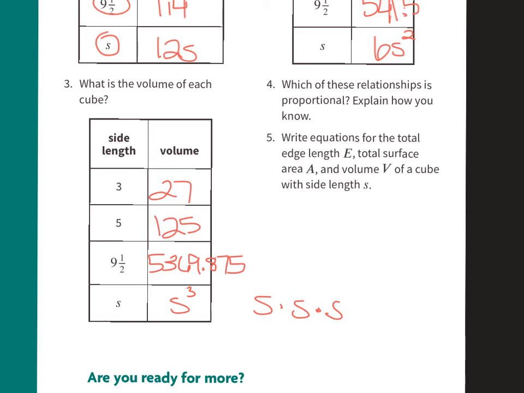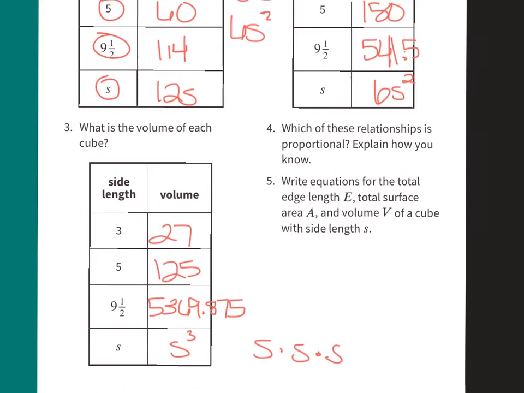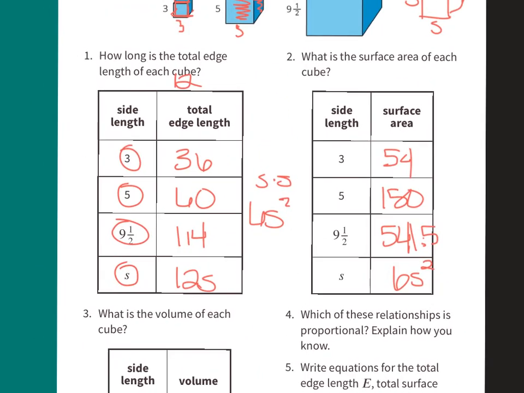Which of these relationships is proportional? Explain how you know. Well, we can figure out if they're proportional if we go second column divided by first column. So on this first one, total edge length, 36 divided by 3 is 12. 60 divided by 5 is 12. 114 divided by 9.5 is 12. And 12s divided by s is 12. So this one is proportional.